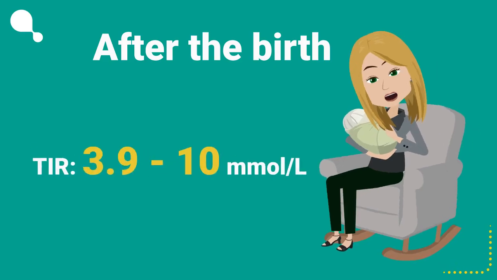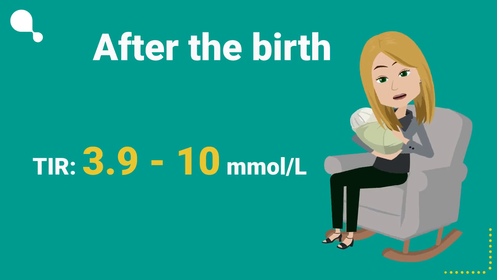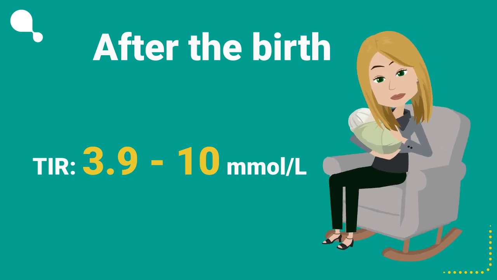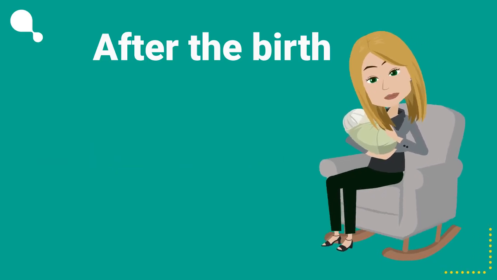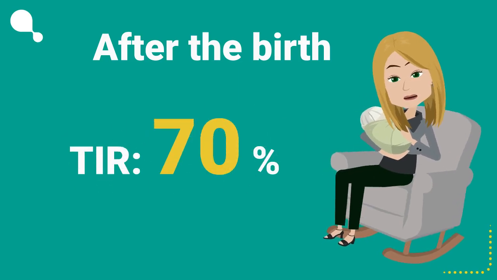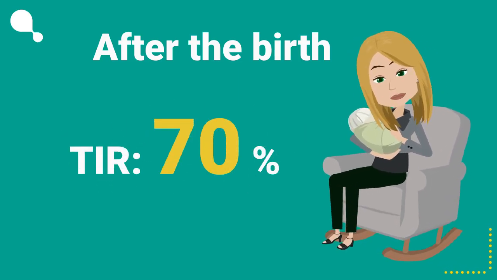Please change the time in range setting back to 3.9 to 10 millimoles per liter in the Settings and Statistics menu. Our research results showed that those women using CamAPS FX at 6 months after the birth were achieving 70% time in range, even while caring for a newborn.